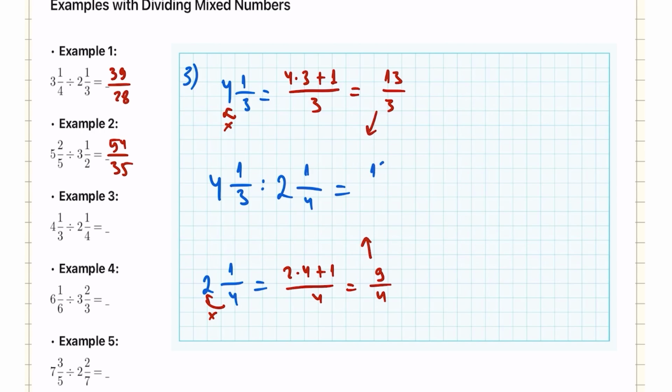And now we can divide. 13 over 3 divided by 9 over 4. First fraction stays the same, 13 over 3, and we flip second fraction. We will get 4 over 9, which is 13 times 4 is 42, and over 27. That's the answer.